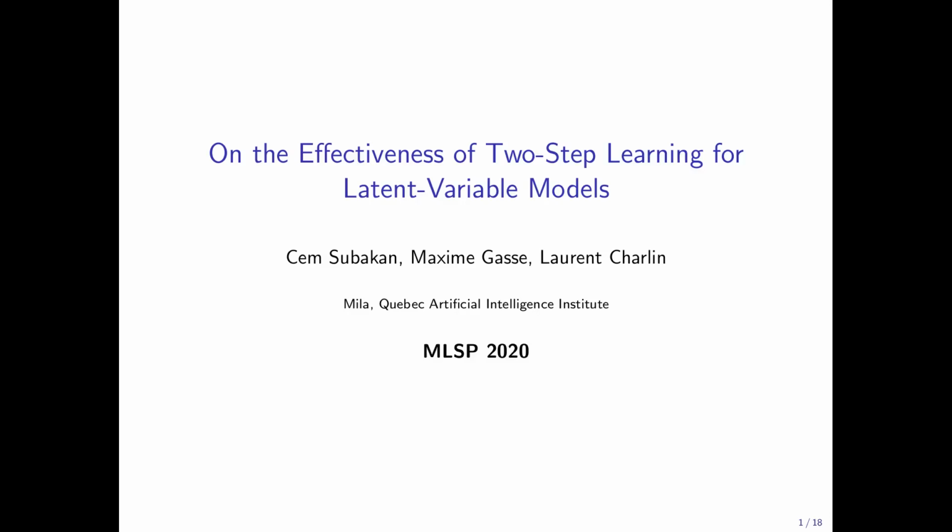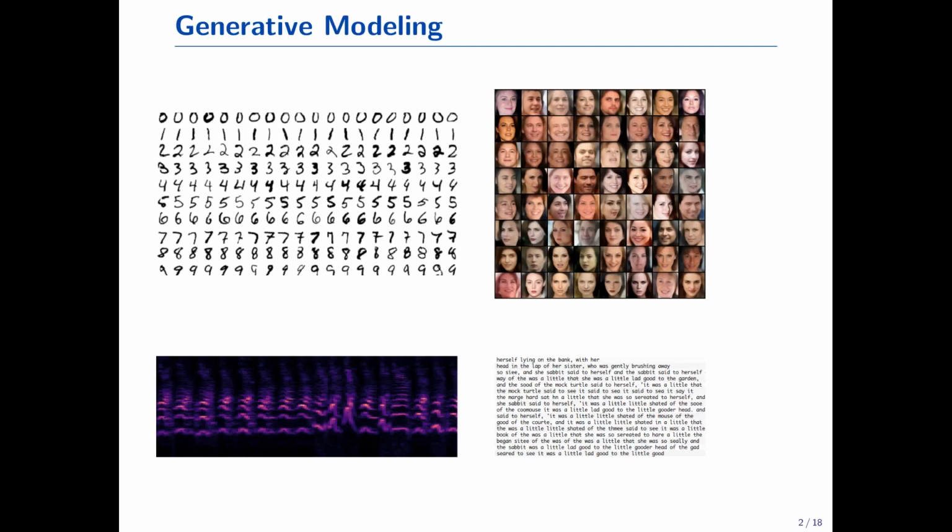In this work, we propose a simple and effective learning framework for generative models which contain latent variables. I am Sam Subakan, and this is joint work with Maxime Gas and Laurent Charlin, and we are part of MILA Quebec AI Institute. In generative modeling, the goal is to be able to learn distributions of complex real-life data. The examples might include handwritten digits, human faces, speech, or text.